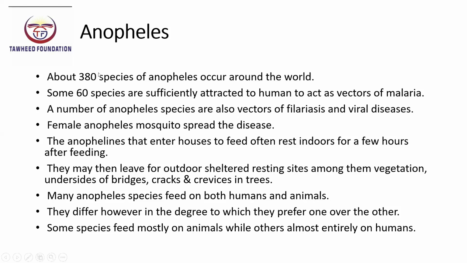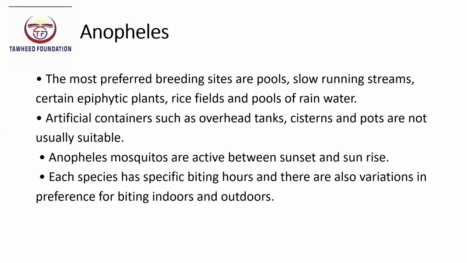Many Anopheles species feed on both humans as well as animals. However, they differ in the degree to which they prefer one over the other. Some species feed mostly on animals, while others feed almost entirely on human beings.